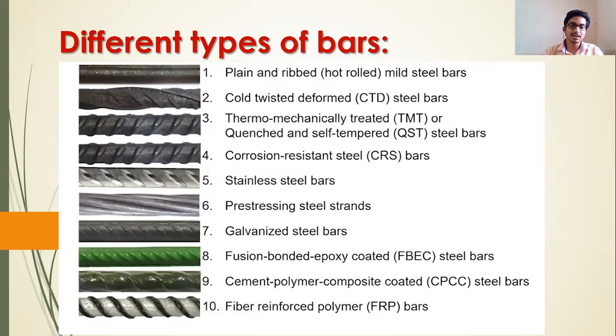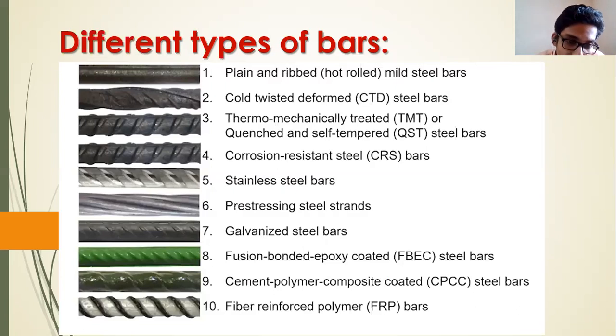Next part is galvanized steel. So galvanized steel you can also see. I will say one more thing after completing this. Galvanized steel is also used nowadays in the construction process. Then fusion bonded epoxy coated steel bars. In these bars we give an epoxy coating with some process. This is a different story. This is also one type of bar, and you can see it is used nowadays in construction projects. Then cement polymer composite coated steel bars, and the last one is FRP bars, fiber reinforced polymer bars.